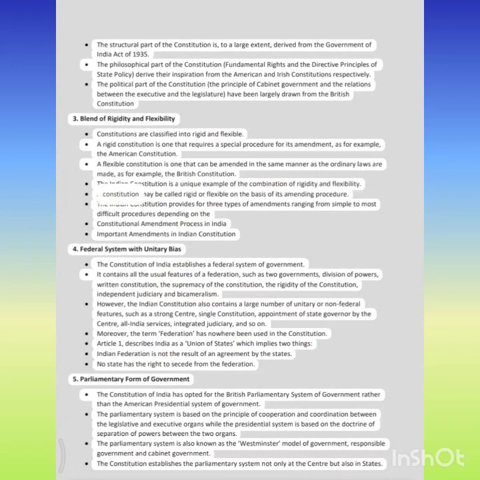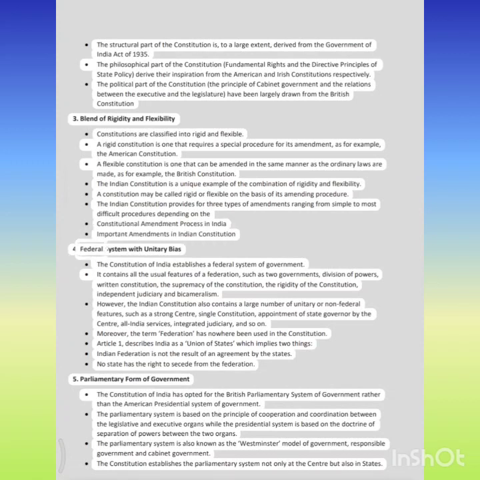A constitution may be called rigid or flexible on the basis of its amending procedure. The Indian Constitution provides for 3 types of amendments ranging from simple to most difficult procedures, depending on the constitutional amendment process in India. Important amendments in Indian Constitution.